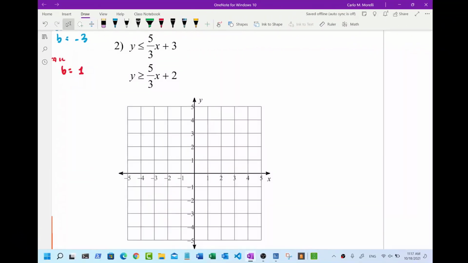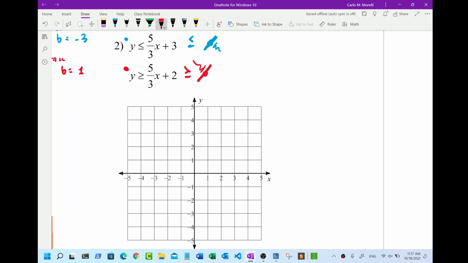And here we are on number 2. Thankfully, we can just graph. These lines, again, I'll choose blue and red. This symbol here is a less than or equal to. That's a solid line, filled in dot, shading below. This symbol here is a greater than or equal to: solid line, filled in dot, shading above.